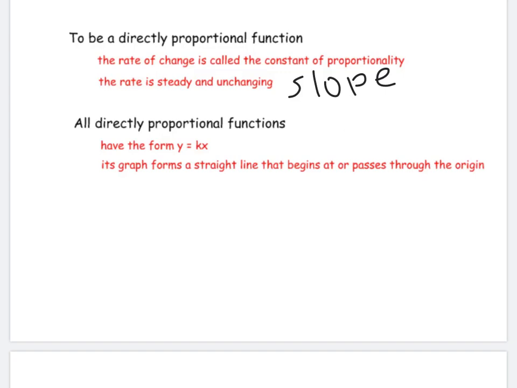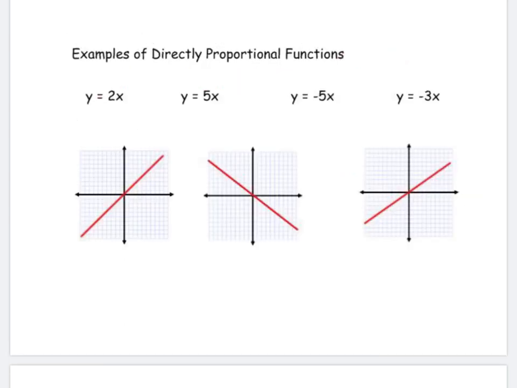Another aspect, in order for it to be directly proportional, is that the equation has to be in the form y equals kx. Also, its graph has to be a straight line, which is why it has to have a constant slope, and it has to pass through the origin, and the origin is the center of the graph, which is also known as 0, 0.